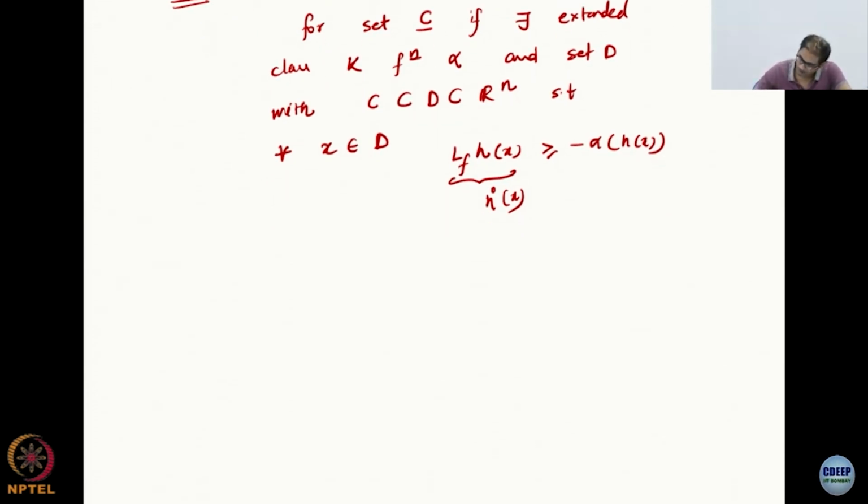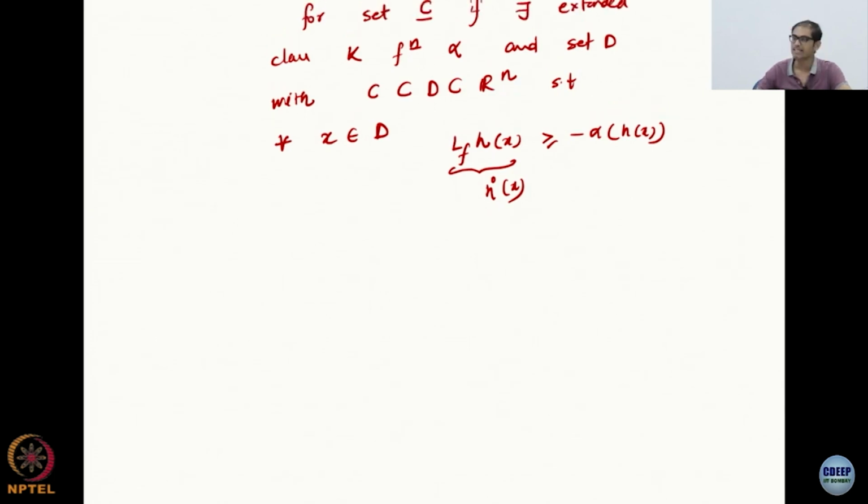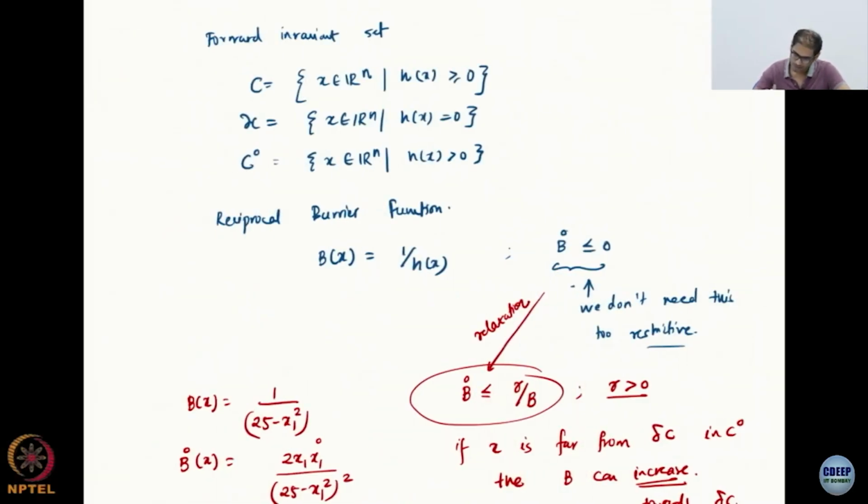Now notice that H itself, the way we have defined C, is not stopped from being negative. In this definition it does not say H cannot be negative. All we are saying is that whenever it is greater than or equal to 0, it is the set C. Otherwise, outside the set C, H is potentially negative, because whenever it is positive it is in the set C.